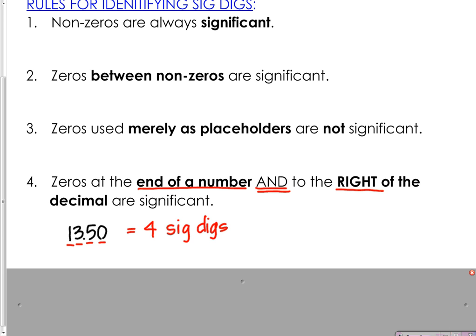What would I do in the case of something like 9.0? How many significant digits do you think that number has? Think about it for a moment. The 9 has to be significant because it's not a 0. This 0 is the last number, and he is on the right side of the decimal. So this number has 2 digits that are significant.